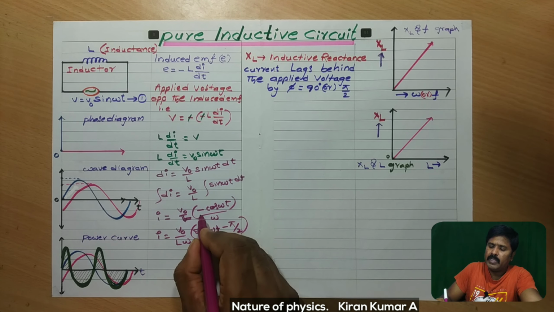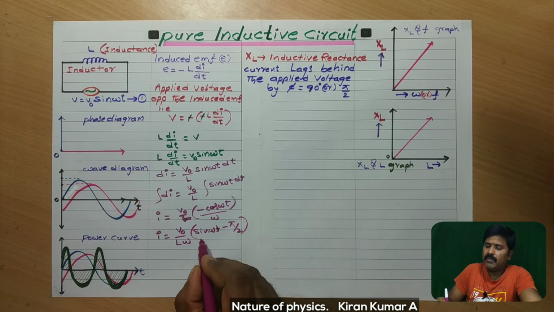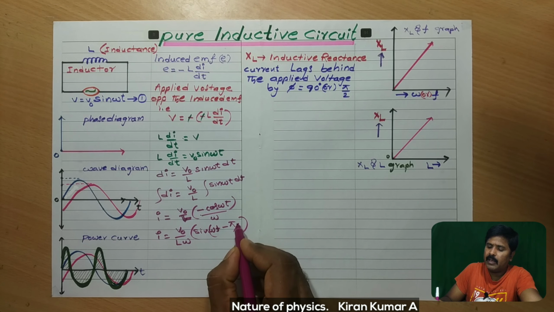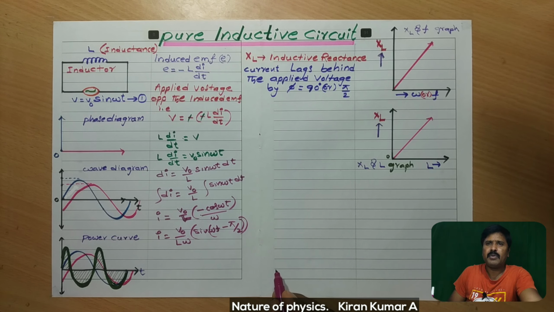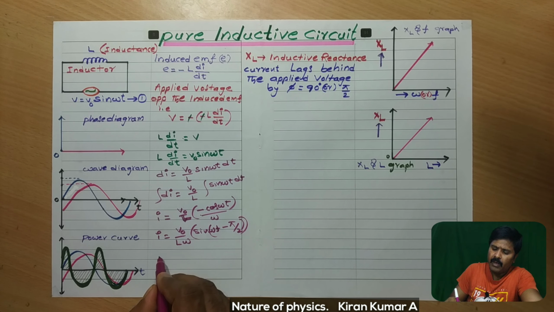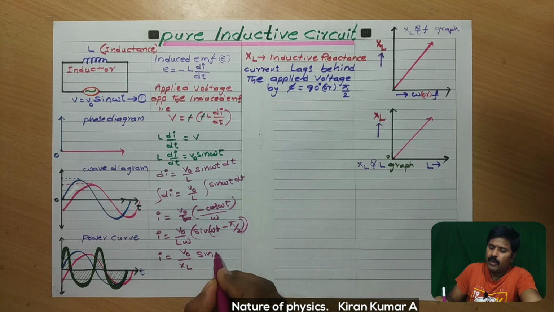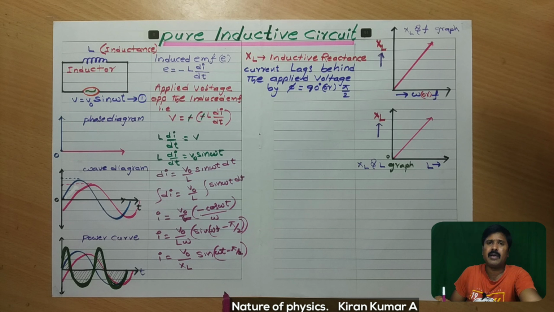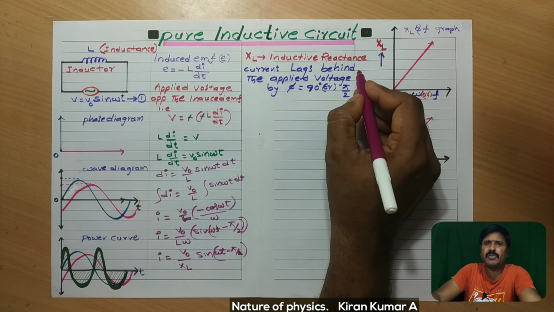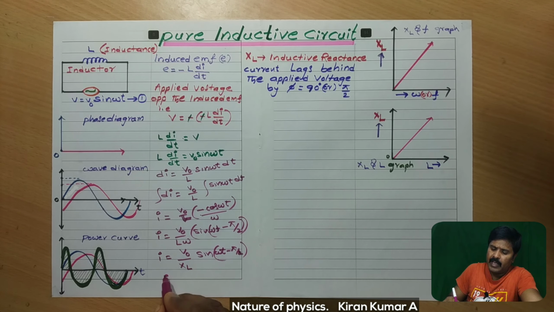So this value is replaced: minus cos omega t is equal to sin omega t minus pi by 2, clearly written there. Now I is equal to V naught divided by L omega, which is written as XL, sin omega t minus pi divided by 2. Now V naught divided by XL, where XL is the inductive reactance. So I is equal to I naught sin omega t minus pi by 2.